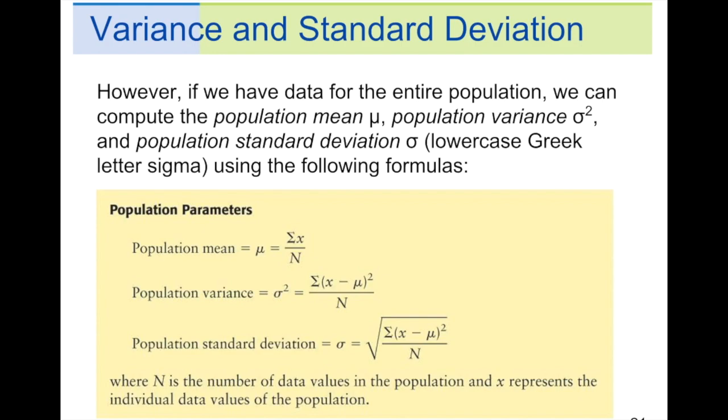So population mean is mu, which is the summation of all the data values x divided by N. N is the number of data values in the population. Population variance is sigma squared, so the sum of the squares divided by N, and the population standard deviation is the square root of the variance. Now we use N instead of n minus 1 because it is the population.